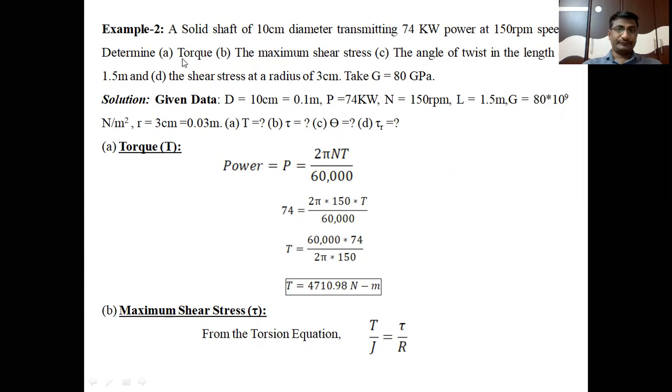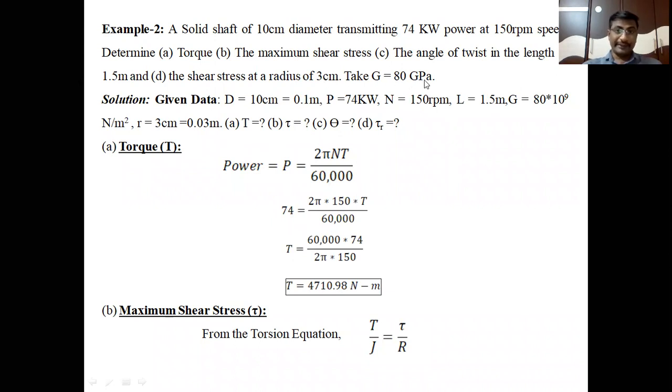Determine: first bit is the torque, second bit is the maximum shear stress, and third bit is the angle of twist in the length of 1.5 meters. So the length of the shaft is 1.5 meters. Through that length, what is the angle of twist? Theta is the angle of twist. And the fourth bit is the shear stress at a radius of 3 centimeters. The second bit is the maximum shear stress. Generally, this maximum shear stress occurs at the surface of the shaft, and also find the shear stress at a radius of 3 centimeters from the center.